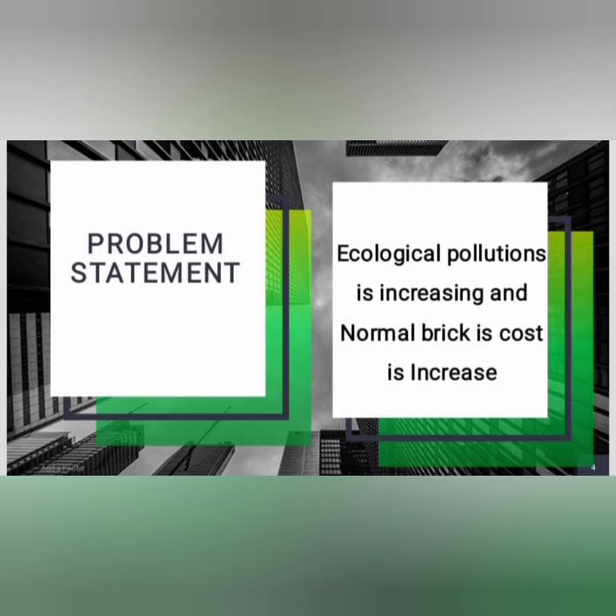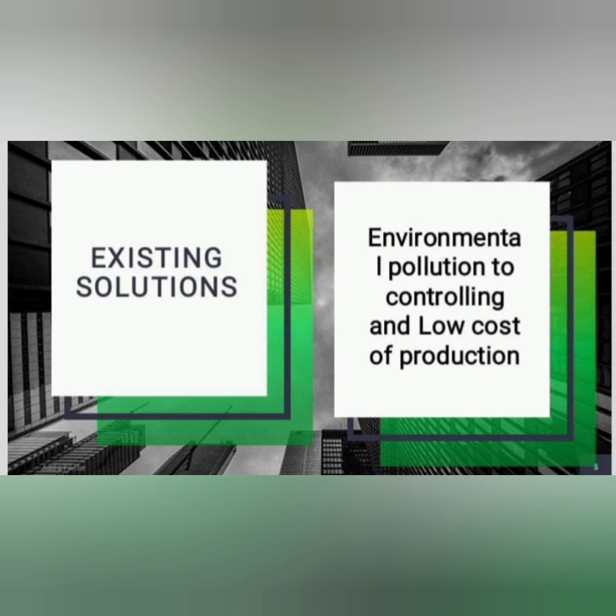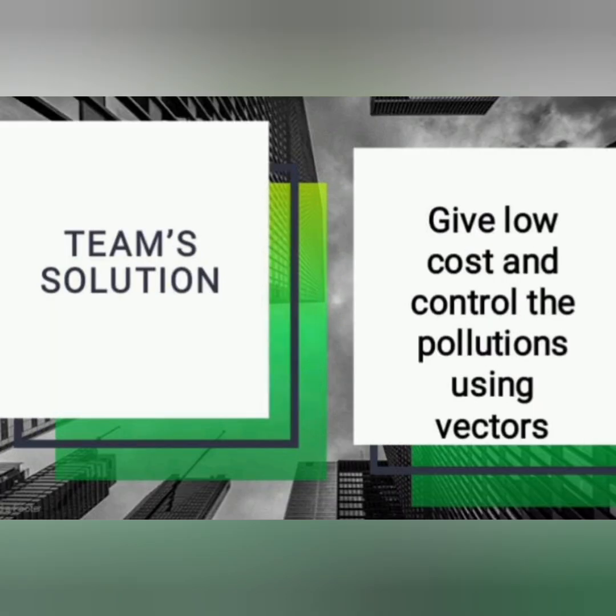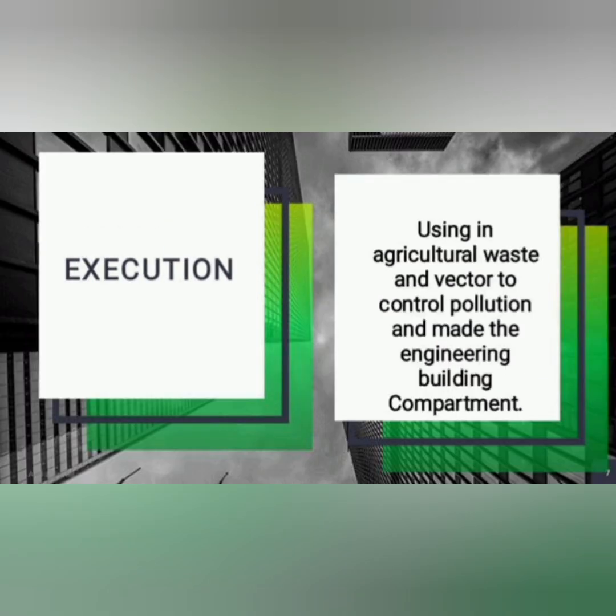What is the problem statement? Ecological pollution is increasing in the environment, and the cost of normal bricks is increasing. That's why I took this problem. The existing solutions are to control increasing environmental pollution and lower the cost of production. Our team's solution is to give low cost and control pollution using vectors with biobricks. Then the execution is using agricultural waste.